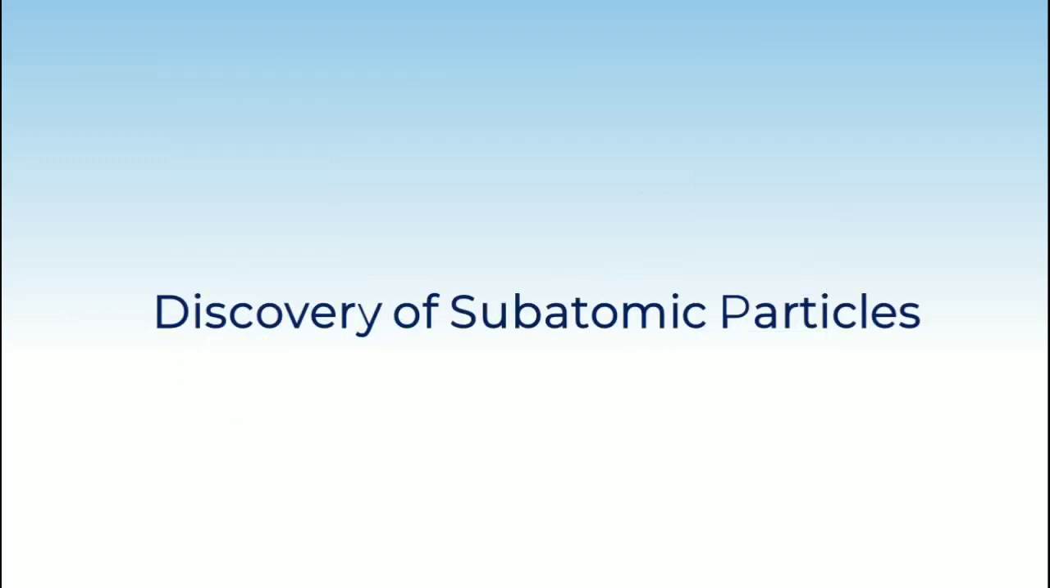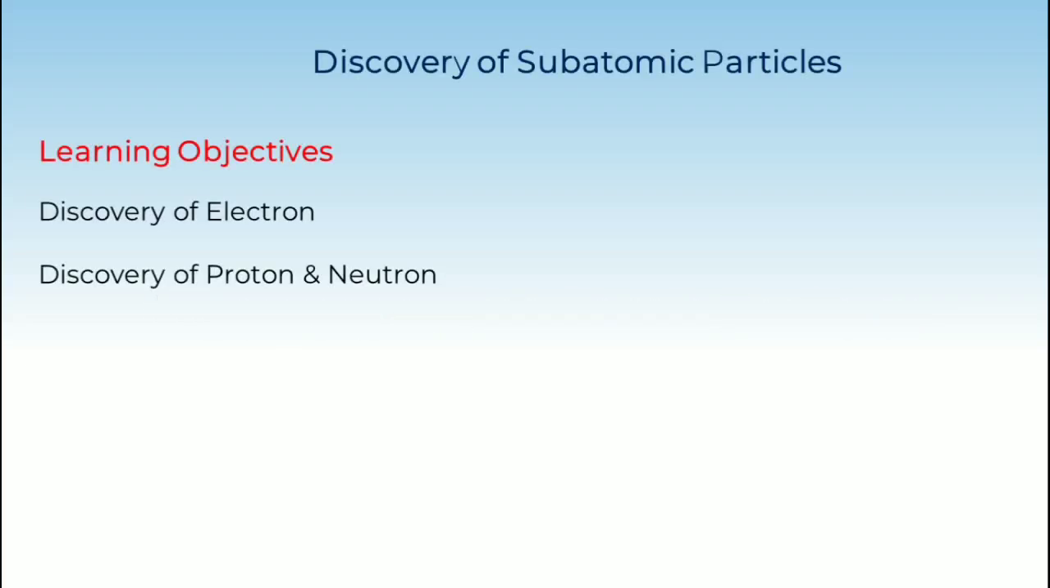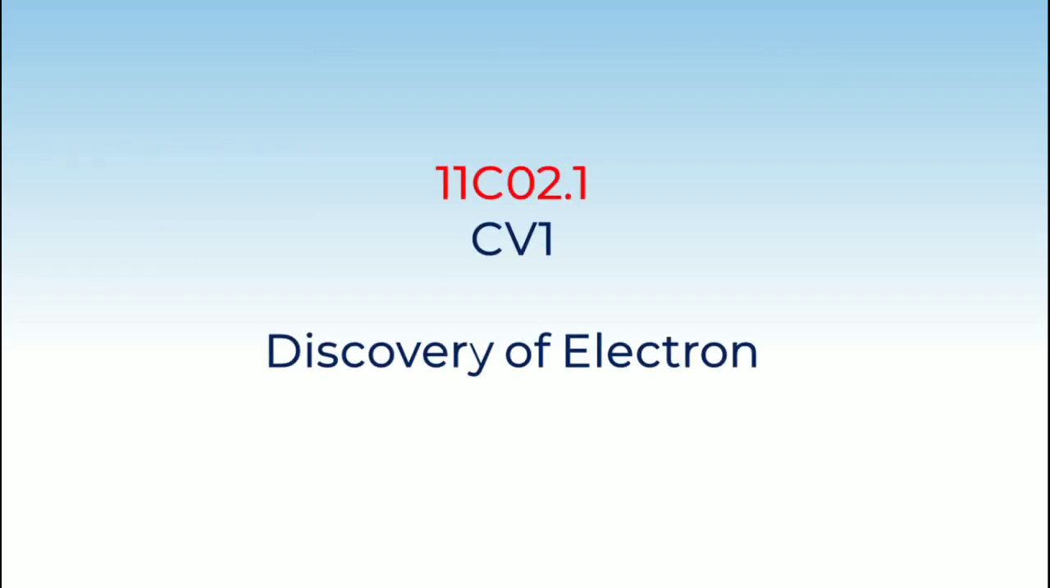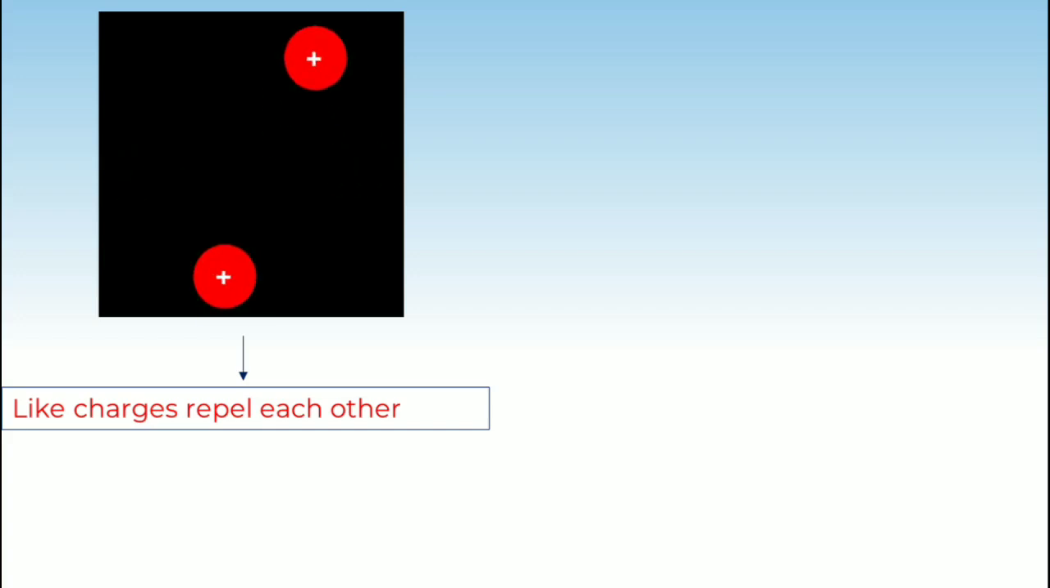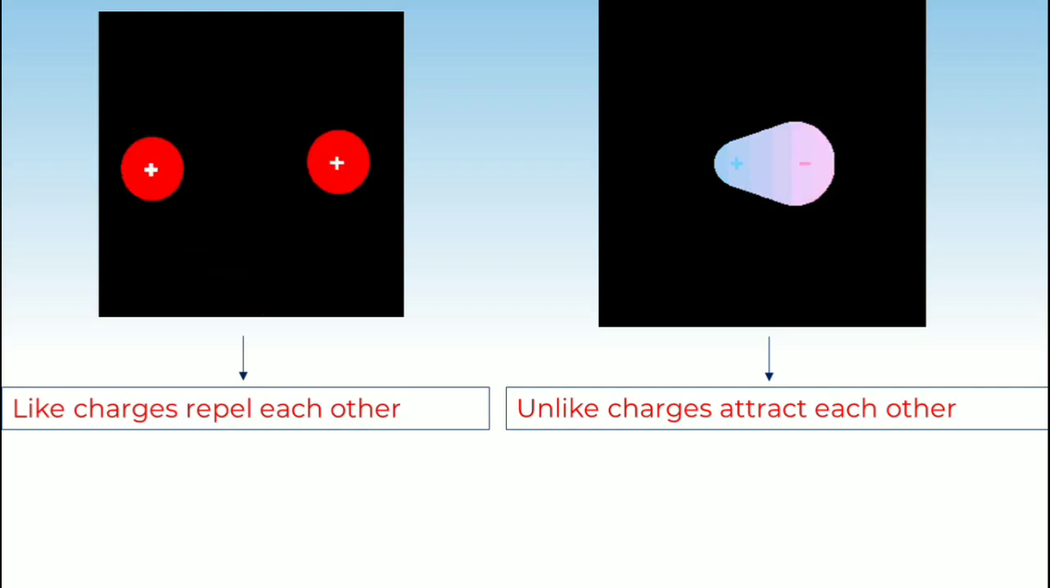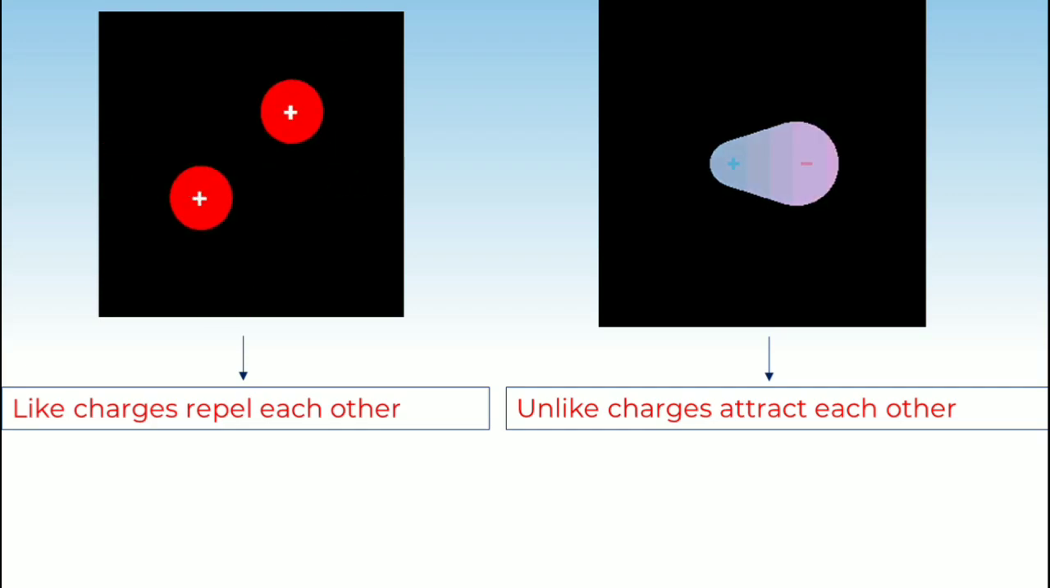Now see how the discovery of subatomic particles took place. Here we'll learn the discovery of electron and the discovery of proton and neutron. So let's discuss how the discovery of electrons took place. As we all know, like charges repel each other and unlike charges attract each other. So this is the very basic concept. Next, what happened during the discovery of electron?